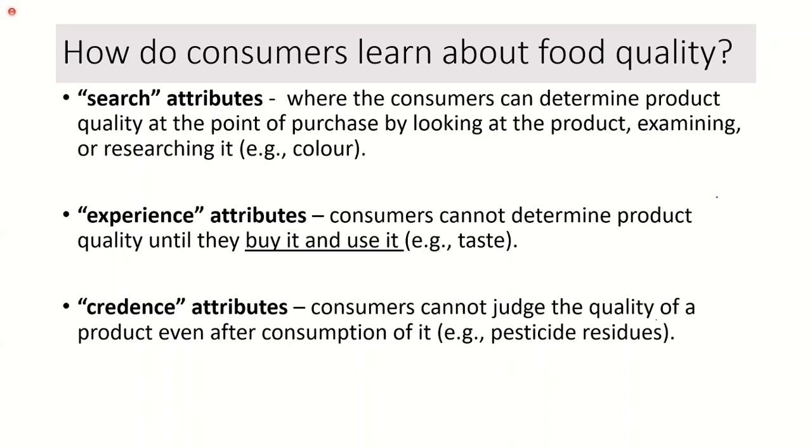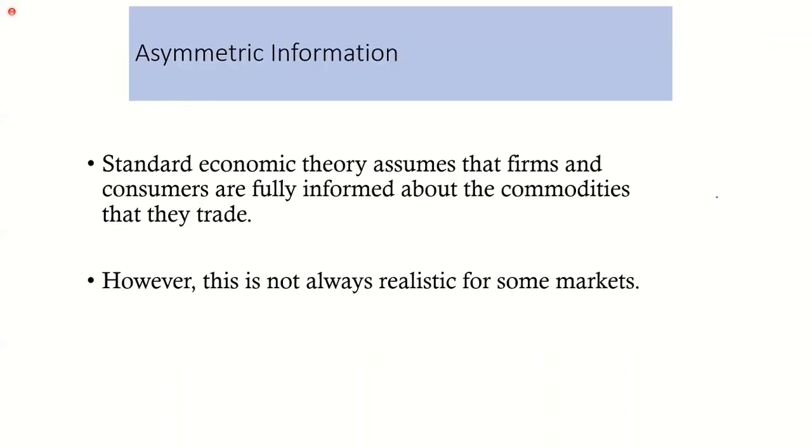So these are called credence attributes, right? 100% organic keyword, natural keyword, you cannot test it by consumption. So these attributes create lots of problems that the food economists are interested in. So why? Because of asymmetric information. Right, so information is very important in economics or for the economy.